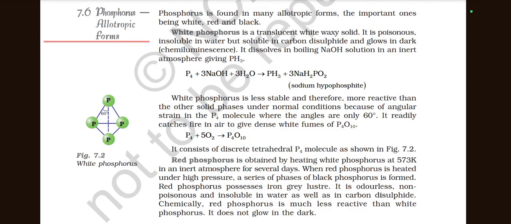Phosphorus is found in many allotropic forms, the important ones being white, red, and black. White phosphorus is a translucent white waxy solid. It is poisonous, insoluble in water but soluble in carbon disulfide, and glows in the dark. It dissolves in boiling NaOH solution in an inert atmosphere, giving PH3. White phosphorus is less stable and therefore more reactive than the other solid phases under normal conditions because of the angular strain of the P4 molecule, where the angles are only 60 degrees. It readily catches fire to give dense white fumes of P4O10.